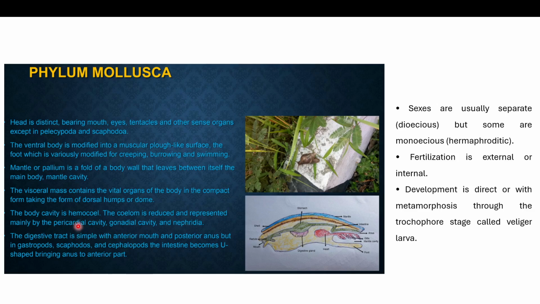The digestive tract for mollusks is simple, with an anterior mouth here and a posterior anus here. But in gastropods, scaphopods, these are further subgroups of phylum mollusca, and cephalopods, the intestine becomes U-shaped, bringing anus to the anterior part. Like it kind of curls, and this part comes towards this anterior region.